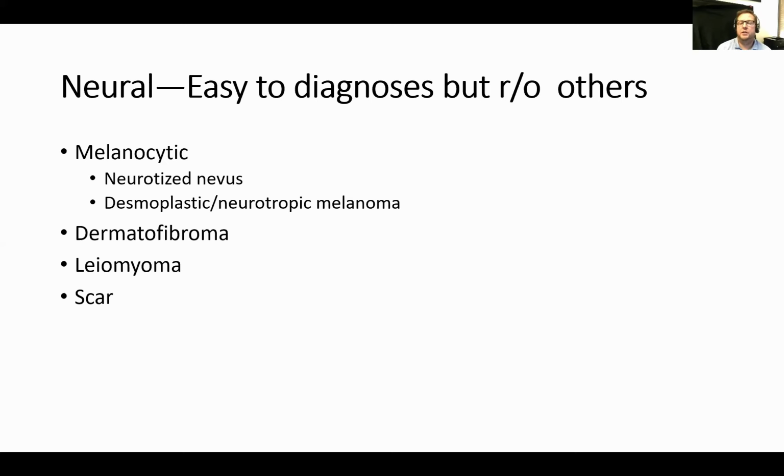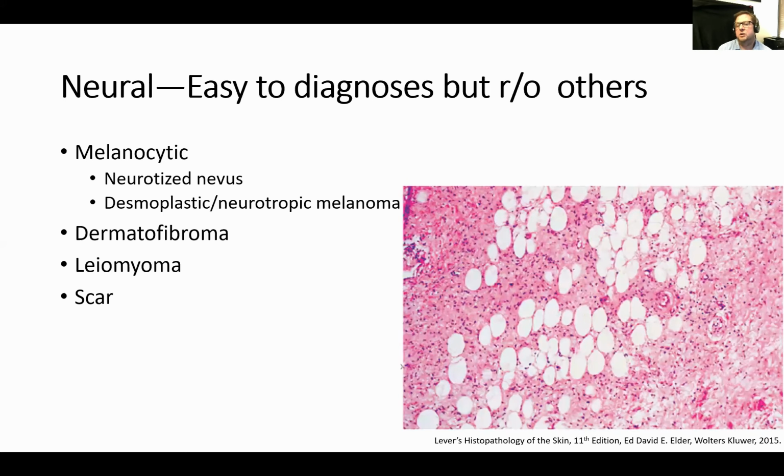neural tumors are fairly easy to diagnose, and the most important thing is to rule out other tumors. So you need to rule out melanocytic tumors. Neurotized nevi may be impossible to tell from a neurofibroma. And then importantly, malignant tumors like desmoplastic neurotropic melanoma, you need to not miss that and call it a neurofibroma. Dermatofibroma is anything with a spindle cell, leiomyoma, even scar. And you can see how important this is.